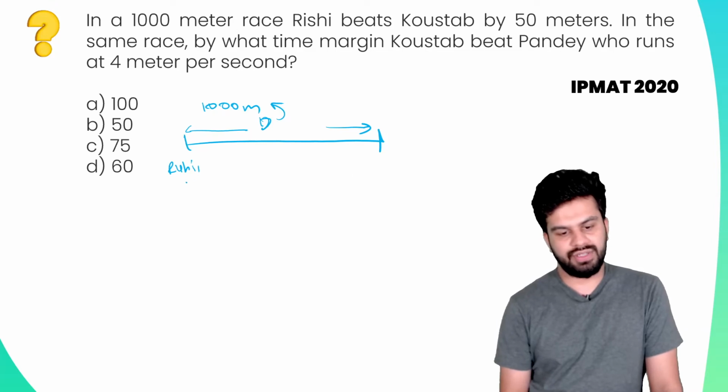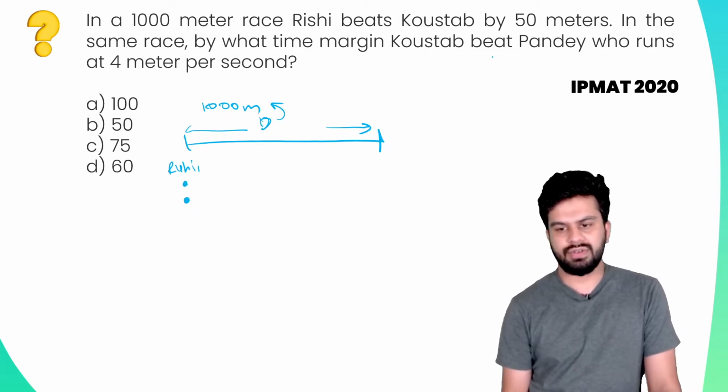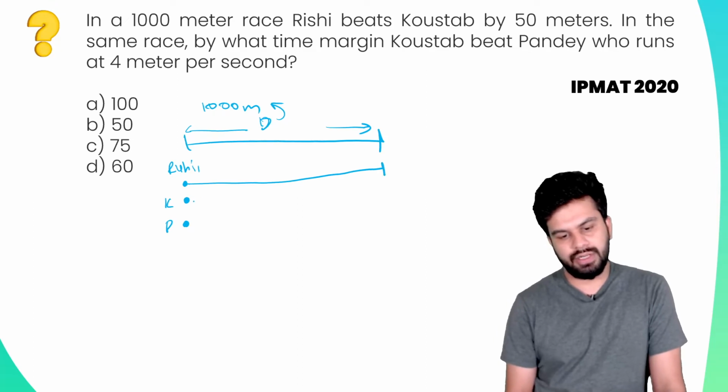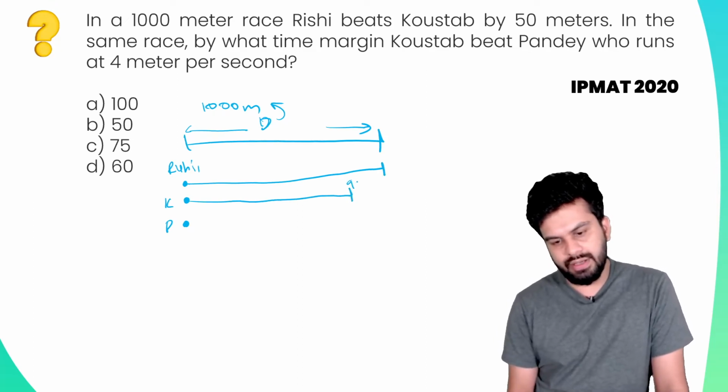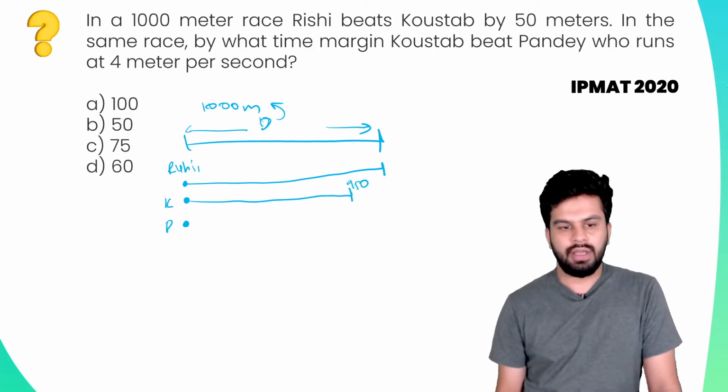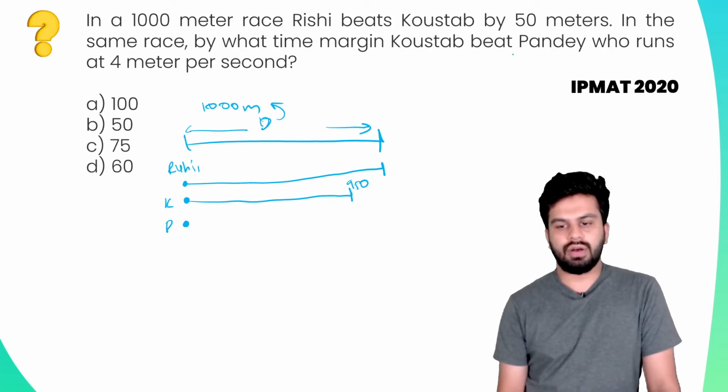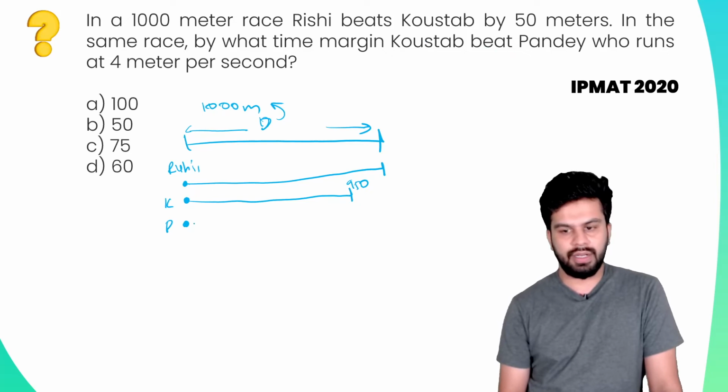Means what? If Rishi had start, Kaustubh also started at the same point, and we also have someone else, right? Pandey also is starting at the same point. Rishi, Kaustubh and Pandey, and Rishi reaches the entire 1000 meter. Kaustubh ends at 950 within the same time. In the same race, by what time margin Kaustubh beat Pandey, who runs at 4 meter per second? ആണ് question ചോദിച്ചിരുന്നത്.